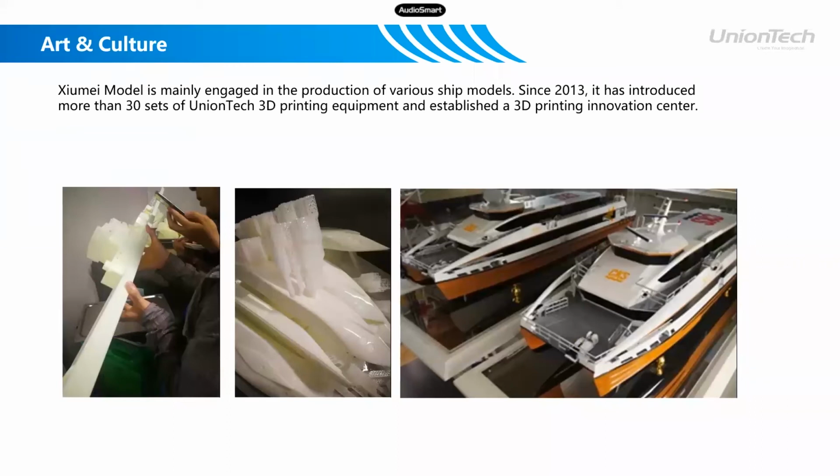Another example of art and culture. This company is called Xiumei. It is actually one of the biggest manufacturers of shape models. Since the year 2013, it has introduced more than 30 printers from UnionTech and established a 3D printing innovation center.